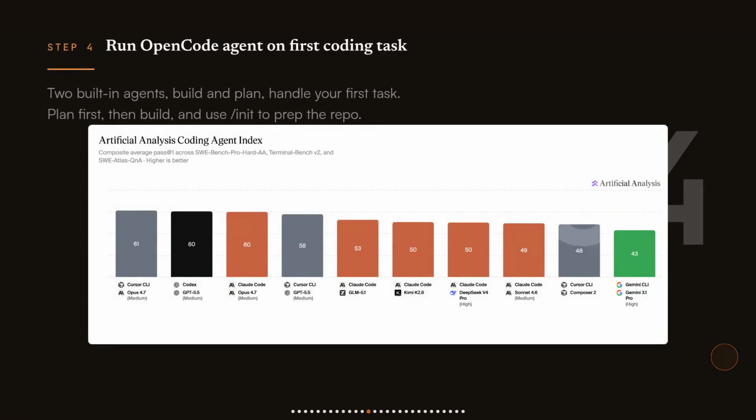So, step 4, run your first coding task. 2 agents are built in. Build, which has full file access, and plan, which is read-only. The mistake people make is jumping straight into build mode without checking the plan first, and then the agent edits files you didn't want touched. Tab key switches between them, and that one habit saves you a lot of cleanup.